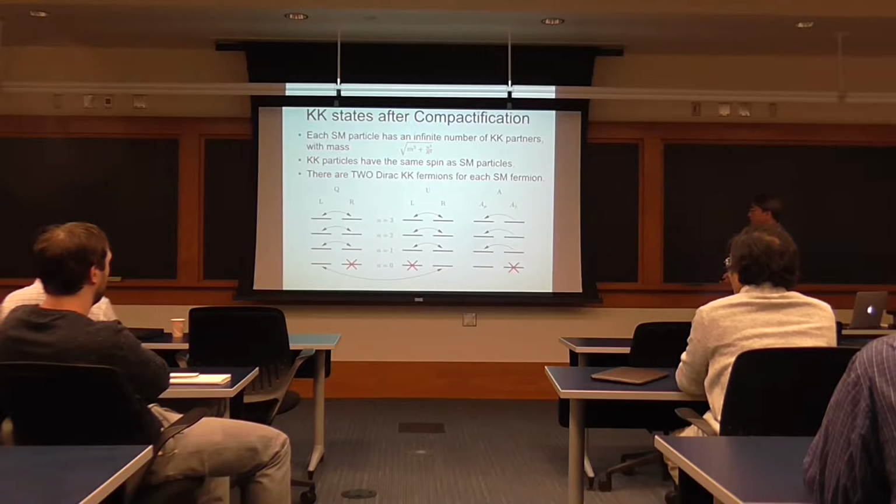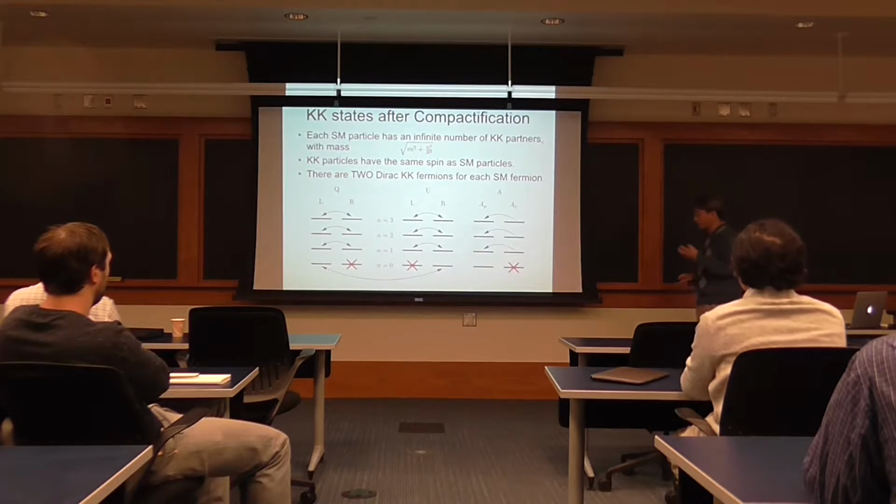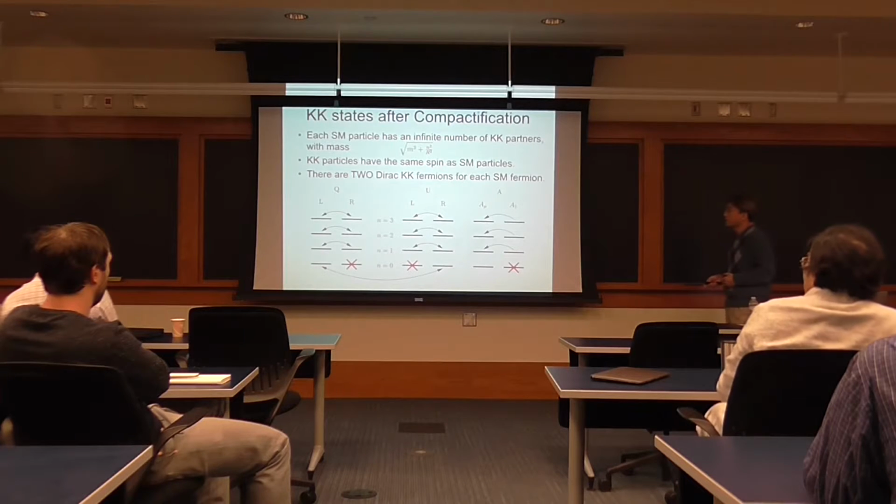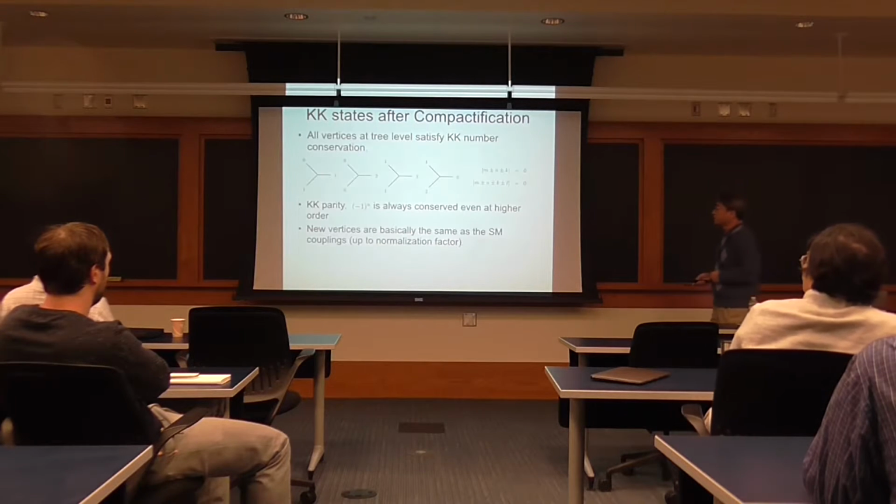Also, since these two will marry each other through a Higgs, the quark doublet and the quark singlet have off-diagonal terms that appear in the mass term. So this may be important in the KK top sector. Let me skip this one.